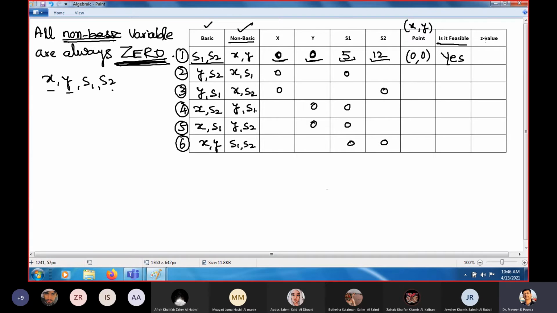If it is feasible, what is the Z value? Now the maximum Z is how much? It is 6X plus 5Y. So put the value: 6 into 0 plus 5 into 0. So the answer is 0, my friends. This is condition number 1. Same way we are going to solve all 6 conditions. Condition number 1 was X 0, Y 0. We find S1 and S2. Now in the second condition, X 0, S1 0.